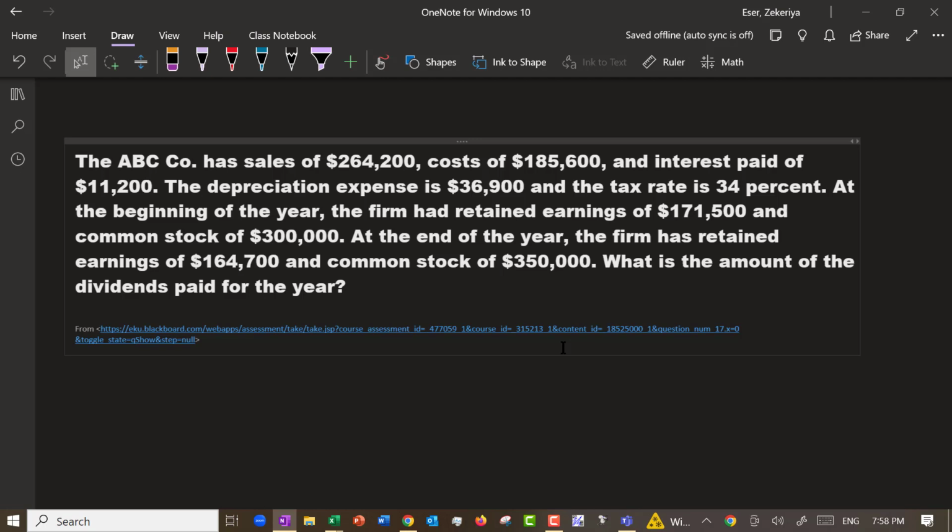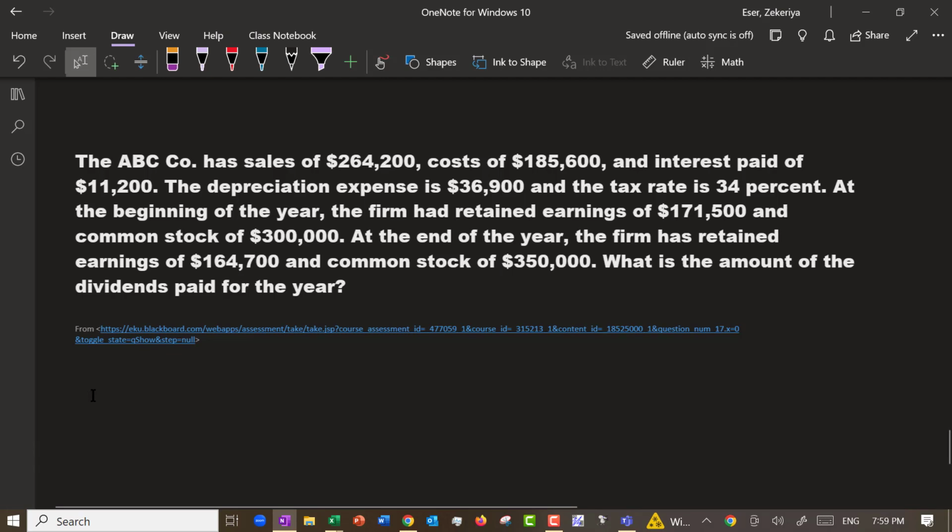Well, let's think about it. We want to know dividends. The only identity that we know of that involves dividends has to do with how we distribute the income that we have. I made $100 this year. I paid $10 in dividends. The rest I added to my retained earnings. That's the only identity that we know involving dividends.